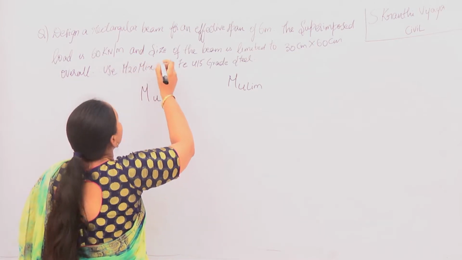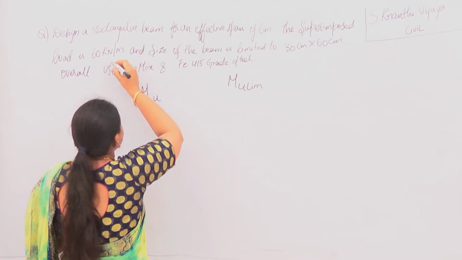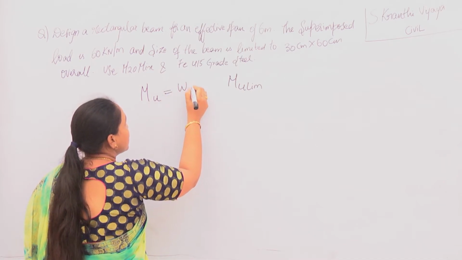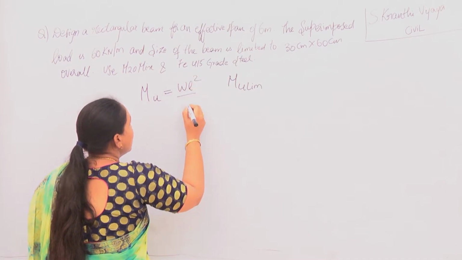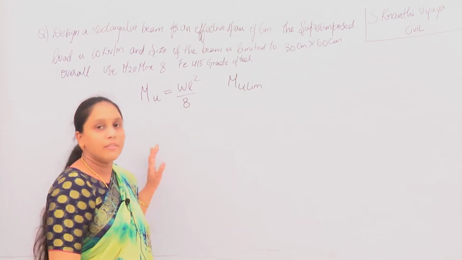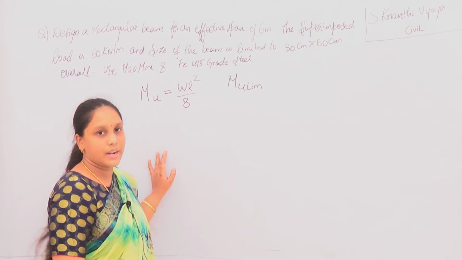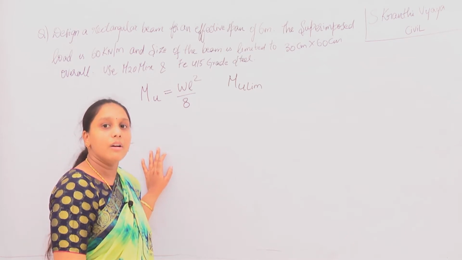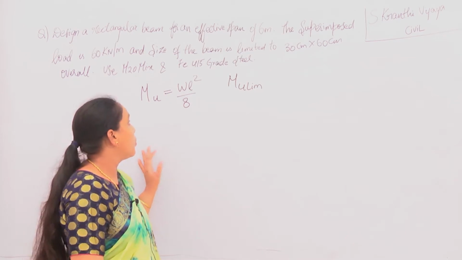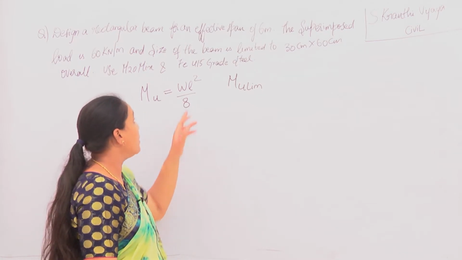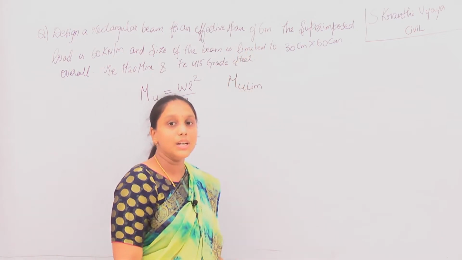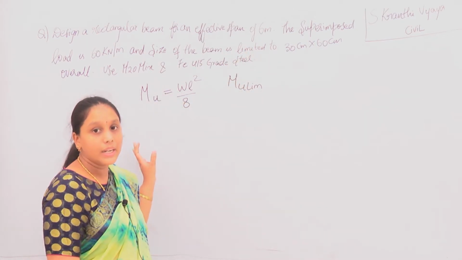As it is a superimposed load of 60 kilonewton per meter, you have to find out by using the formula W L square by 8, which you have already studied. So what is W here? W here is nothing but the factored load, which we have to find out now. And L is also already given, that is the span, which is 6 meters.